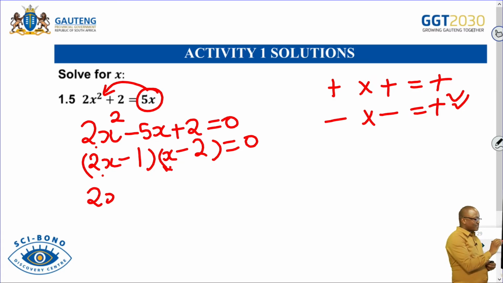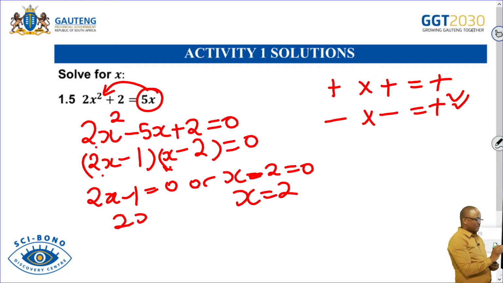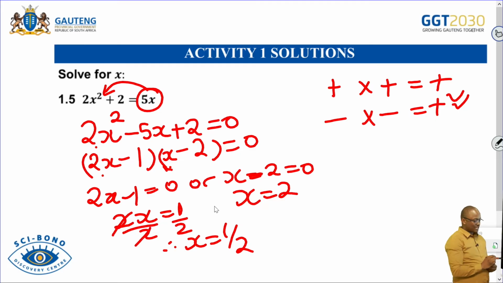Then we have to use our zero factor rule there. x minus 2 is equal to 0. Then x is equal to 2. Then this side we're going to have 2x minus 1 is equal to 0, so 2x is equal to 1. Then you divide both sides by 2. Therefore, your x is going to be 1 over 2. 2 will cancel 2 there. So this is how we solve our equations. This is how you solve for x. It's as easy as A, B, and C.